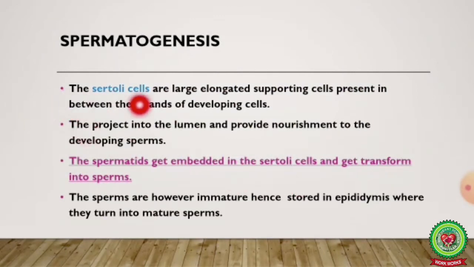And the Sertoli cells, the second type of cells, are large elongated supporting cells present in between the strands of developing cells. They project into the lumen and provide nourishment to the developing sperms. The spermatids get embedded in the Sertoli cells and get transformed into sperms. The sperms, however, are immature, hence stored in epididymis where they turn into mature sperms.